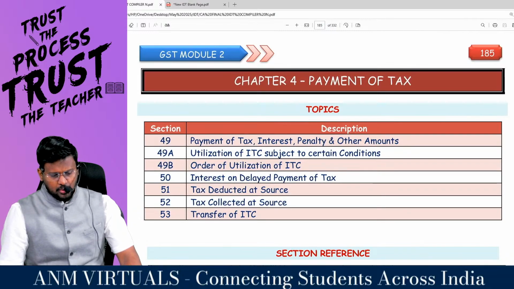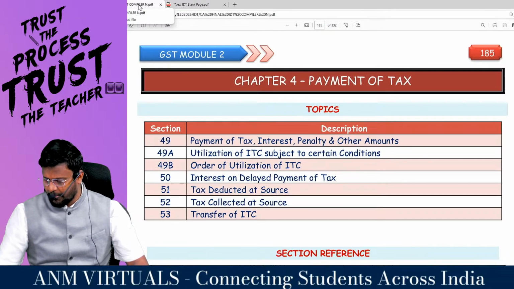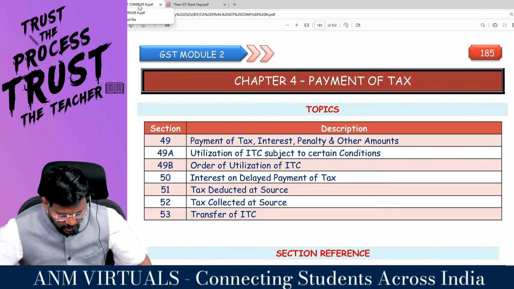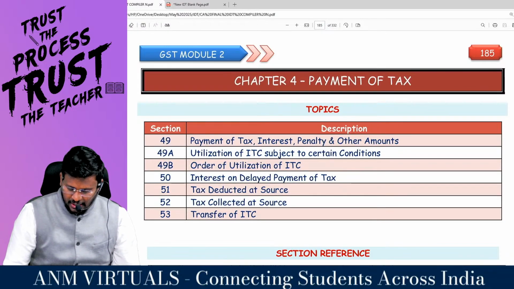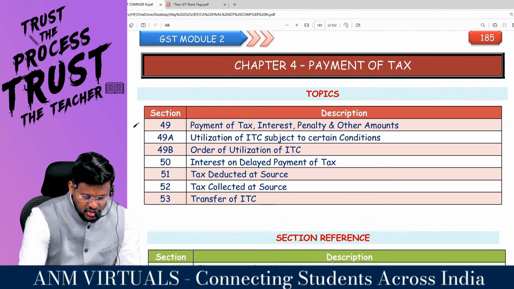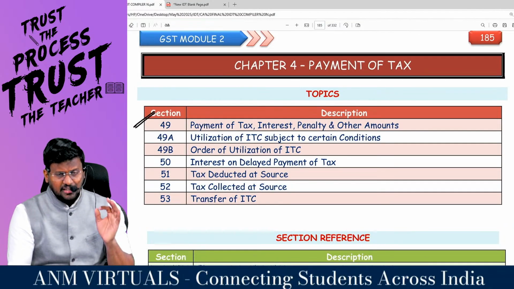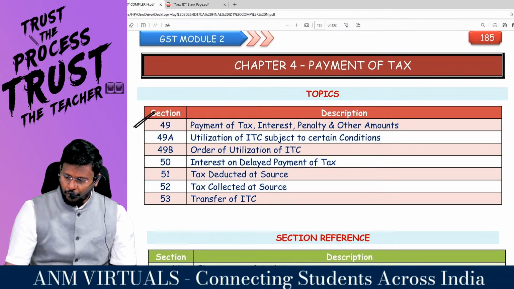My dear lovable students, today onwards we are going to start a new chapter called payment of tax. Shall we start the proceedings? Mainly, payment of tax is section 49. This is the package: section 49, section 49A, section 49B. These are the three sections which talk about payment of tax.